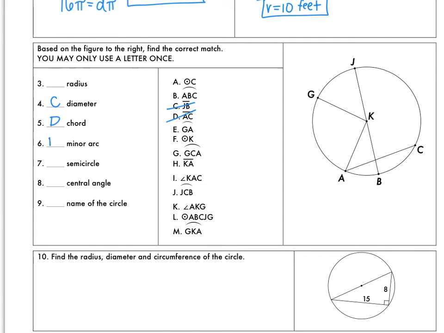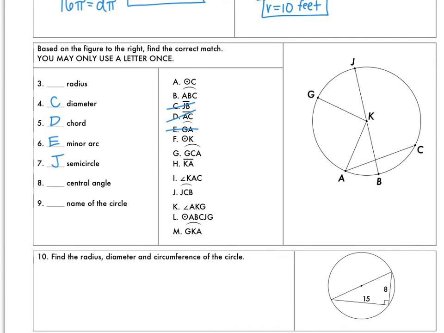So E. And then a semicircle. We have to have two endpoints that form a diameter. J and B form a diameter, so we need J and B. Here's one with J and B, C in the middle, JCB. That would be our semicircle, because the endpoints of that arc form a diameter. If you connect those two, that's a diameter of the circle. And it has to be named with three letters.